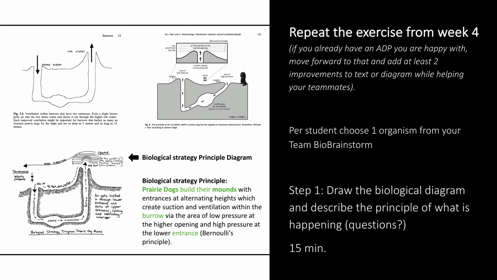As you can see, we'll repeat the exercise from week 4. And if you already have an ADP that you're happy with, let's go through this again and see if you can get it a little clearer. And otherwise, if you're really happy with it, you can go and choose a new organism and start all over again. As you know, you found, hopefully, some kind of diagram within the scientific research journal articles, and you'll be able to use that as your starting point.